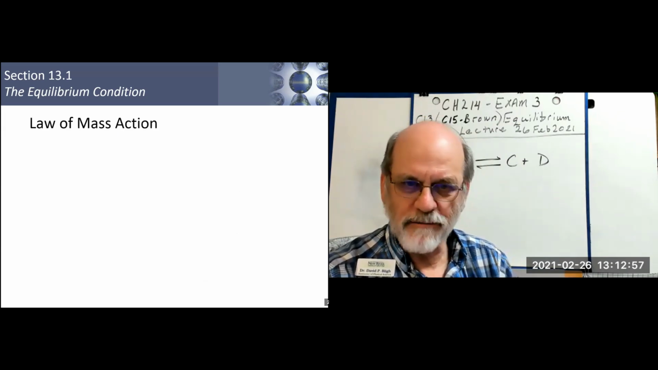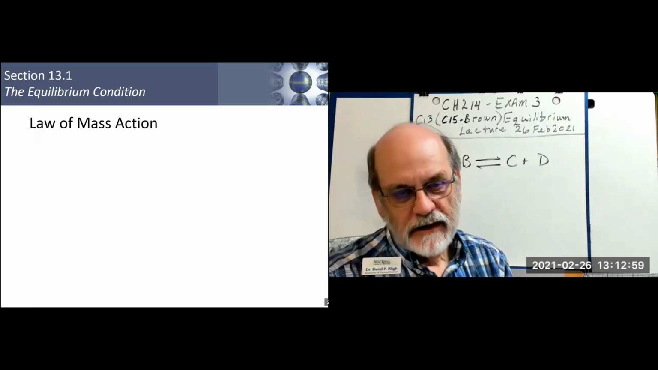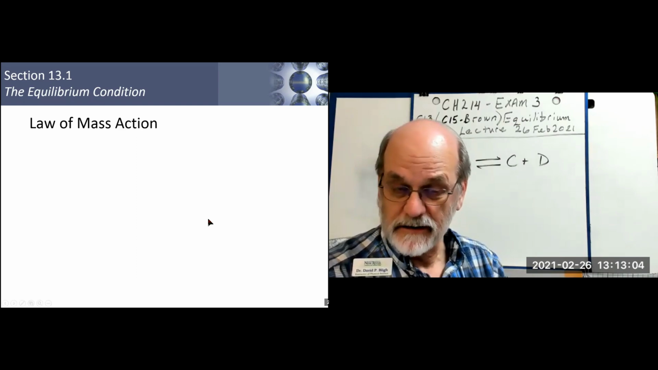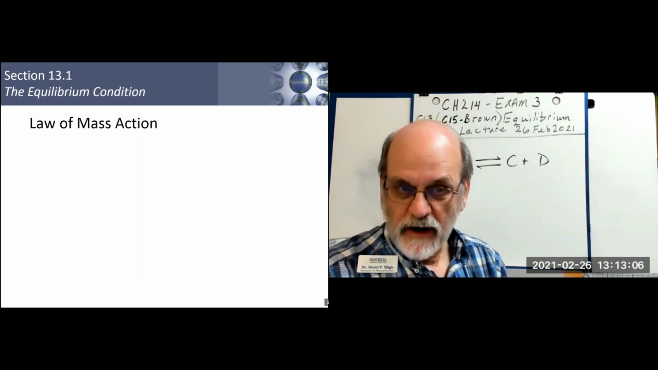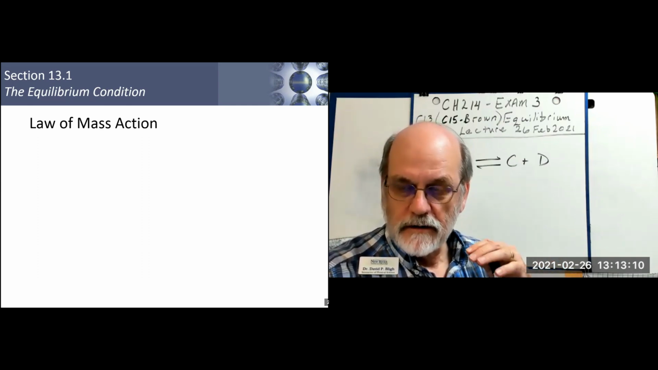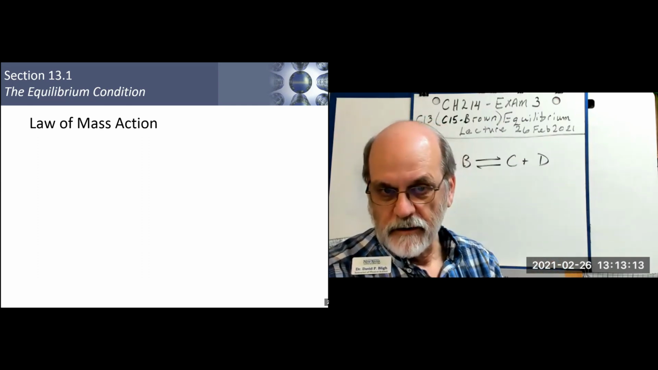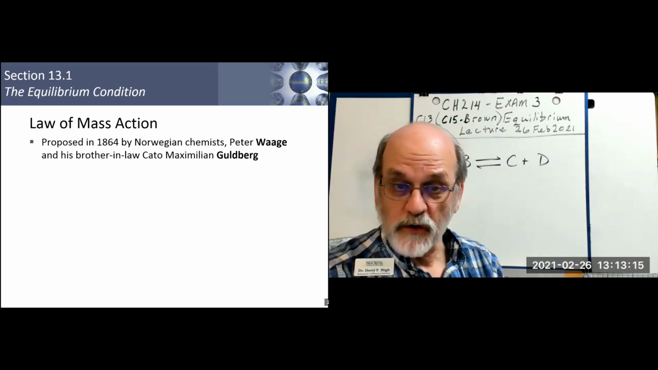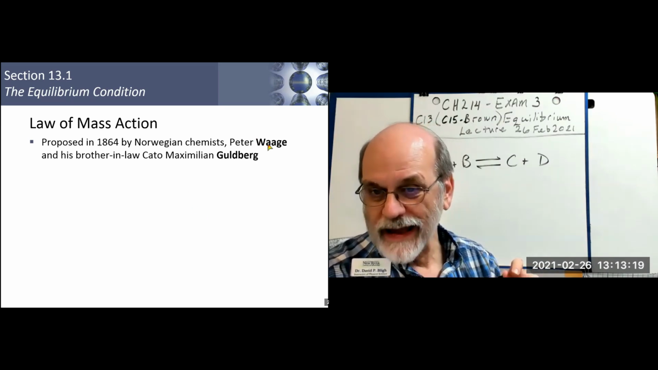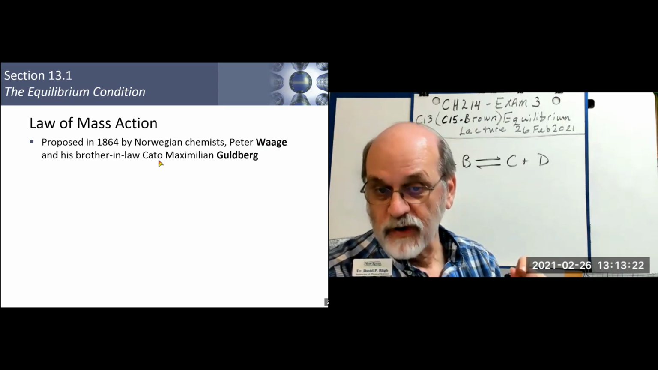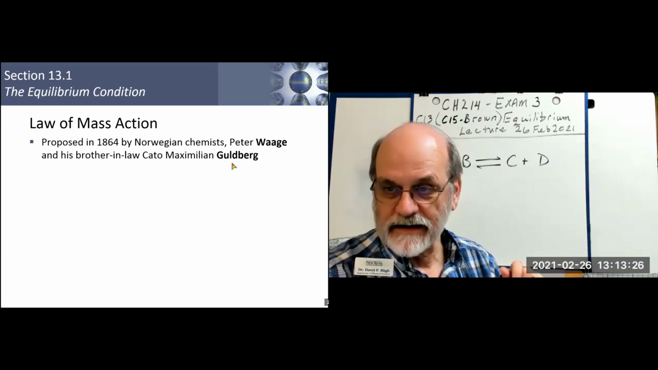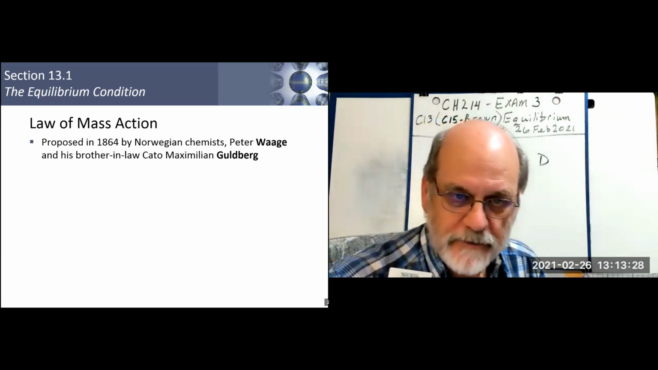Okay, what does the law of mass action mean? It's not obvious from the name what that means. But the law of mass action is an expression of equilibrium. And it was proposed by two Norwegians, Peter Waage and his brother-in-law, Cato Guldberg, in the middle 19th century, 1864, as a matter of fact.